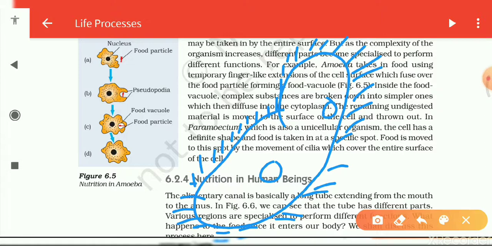Then students, this is all about the nutrition in amoeba. In short, it is also given here that paramecium uses its hair-like structures called cilia to sweep the food particles from the water and put them into its mouth.